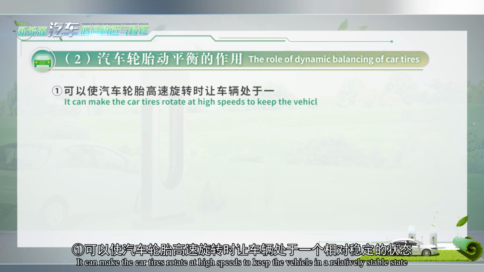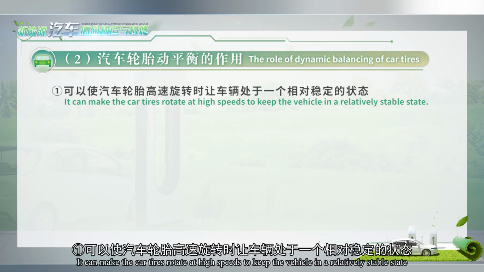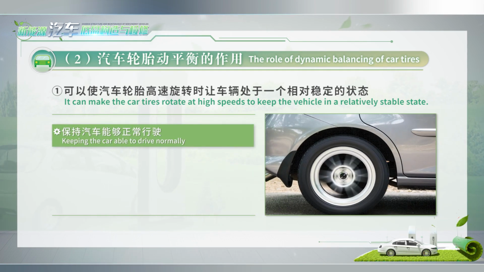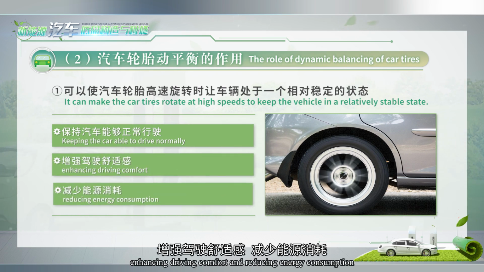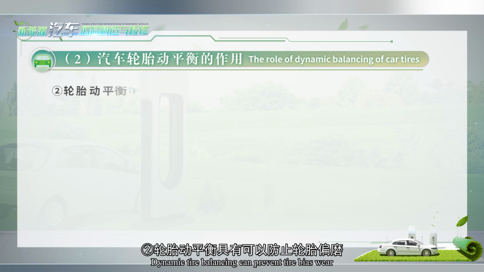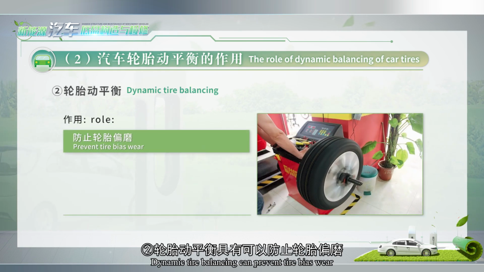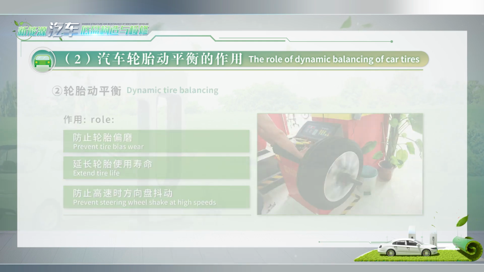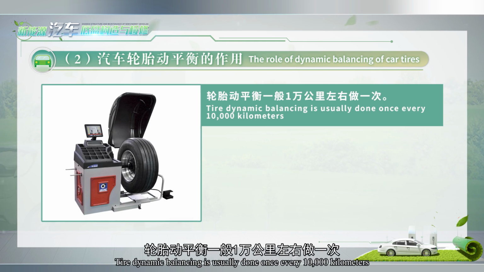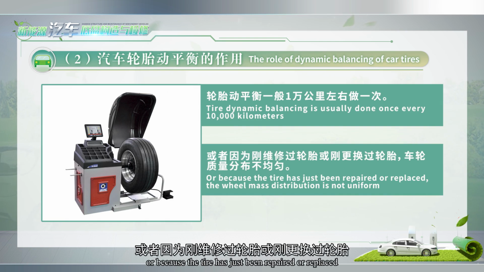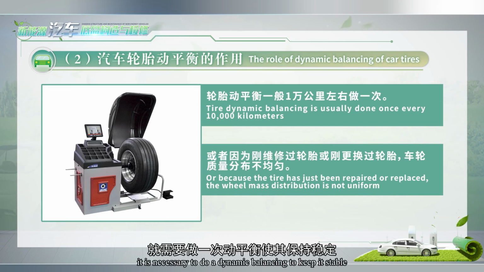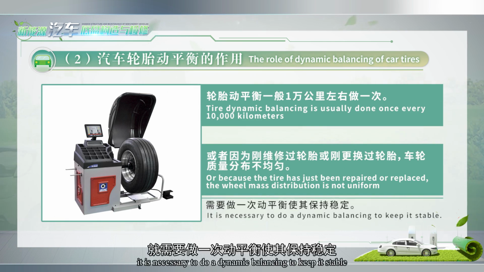It can make the car tires rotate at high speeds while keeping the vehicle in a relatively stable state, thus keeping the car able to drive normally, enhancing driving comfort and reducing energy consumption. Dynamic tire balancing can prevent tire bias wear, extend tire life, and prevent steering wheel shake at high speeds. Tire dynamic balancing is usually done once every 10,000 kilometers, or when the tire has just been repaired or replaced, because the wheel mass distribution is not uniform. It is necessary to do a dynamic balancing to keep it stable.